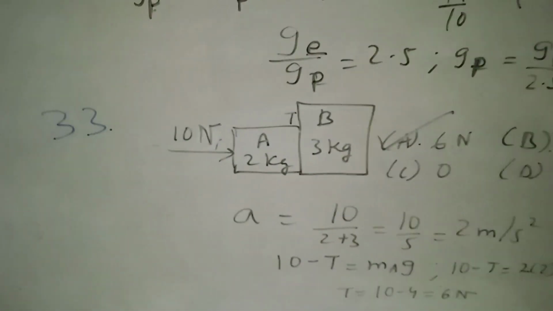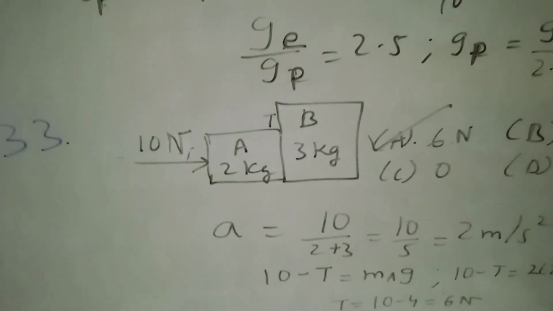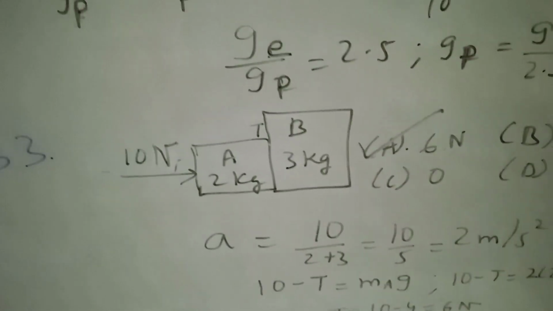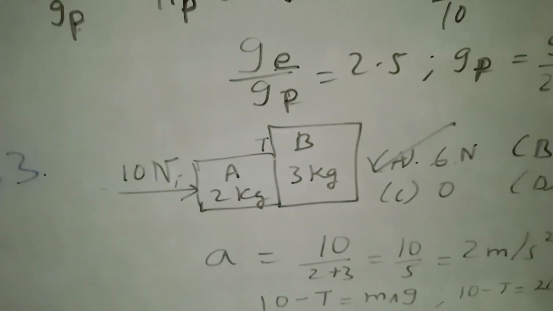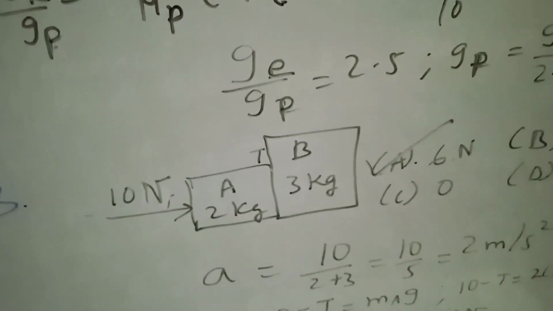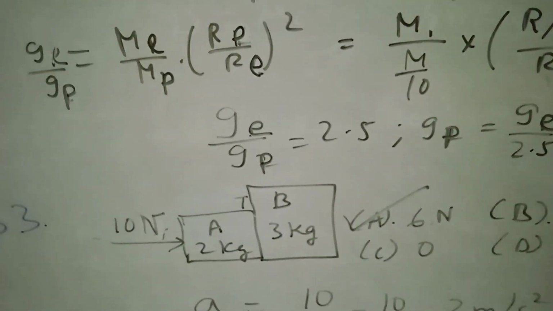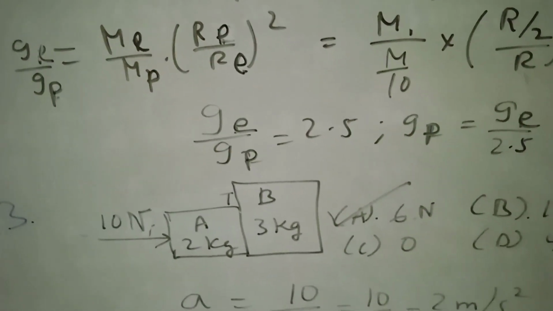Coming to the next problem, 33, you can see a block diagram is given here. A 10 Newton force is applied on blocks A and B in combined position. A is 2 kg and B is 3 kg. What is the force given by A on B? So let the tension, or force, between A and B be T.